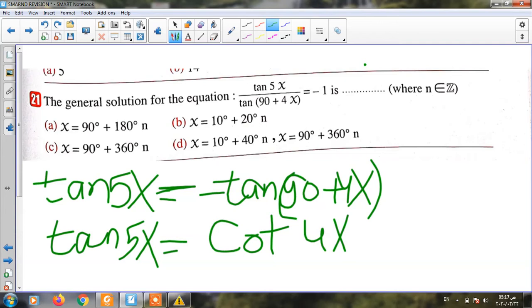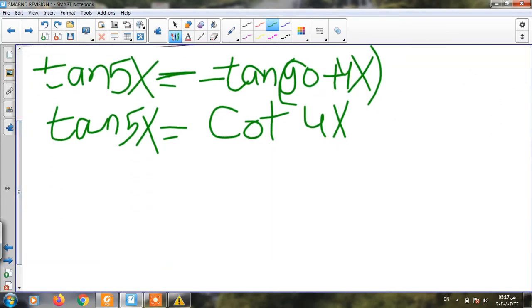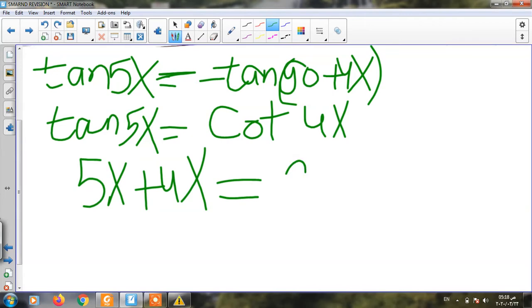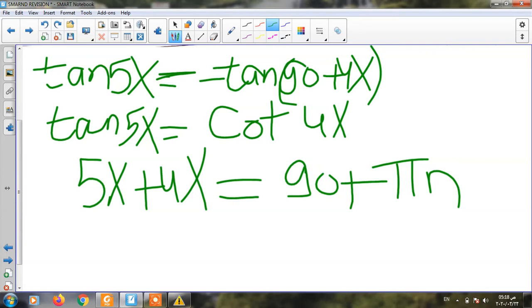Now, if you have tan 5x equal cotan 4x, you know that if the tan equals the cotan, then the sum of the two angles is going to be 90. Take care. So we have 5x plus 4x. Concentrate, senior 1. It's going to be 90 plus πn. If you remember, for the tan we use plus, not minus, and we use πn, not 2πn, because it just needs a half round, half a circle, to complete its turn.